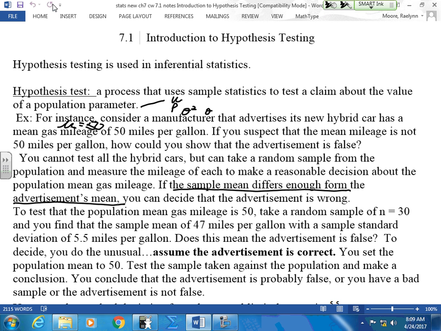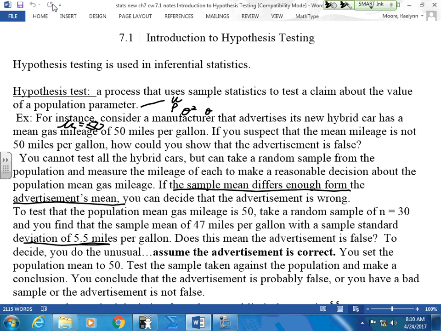To test that the population mean is 50, you're going to take random samples of 30, and you find your sample mean was 47 miles per gallon with a standard deviation of 5.5. It's usually the standard deviation that gives us that extra sense of, am I close, am I not close? Does this mean that it's false? To decide this, we do the unusual. We always assume that the advertisement is correct first. So you set your population mean to 50, you test the sample, there are great calculator steps for this as well, and you make a conclusion.